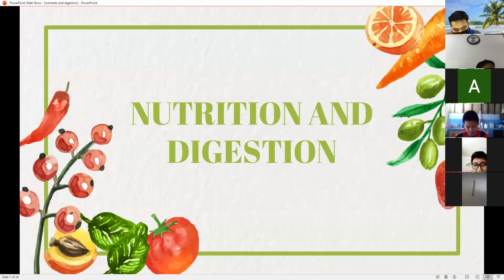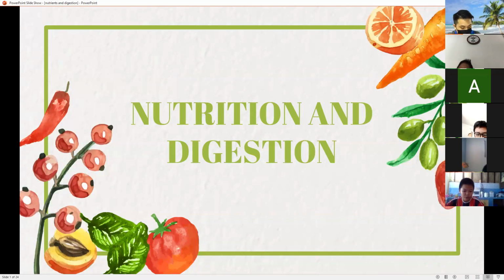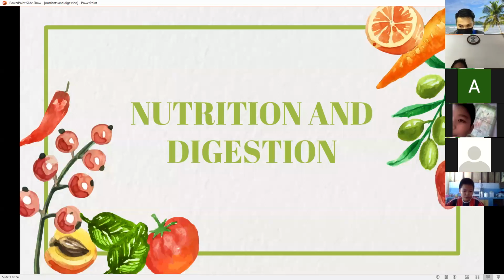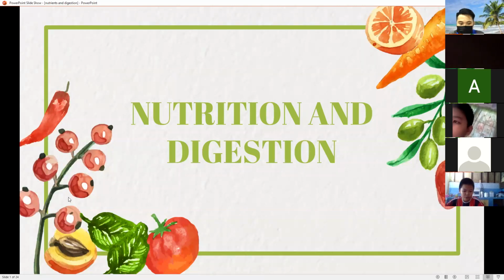Pages 1 to 6. Or 1 to 5. Nutrition and digestion. Okay.